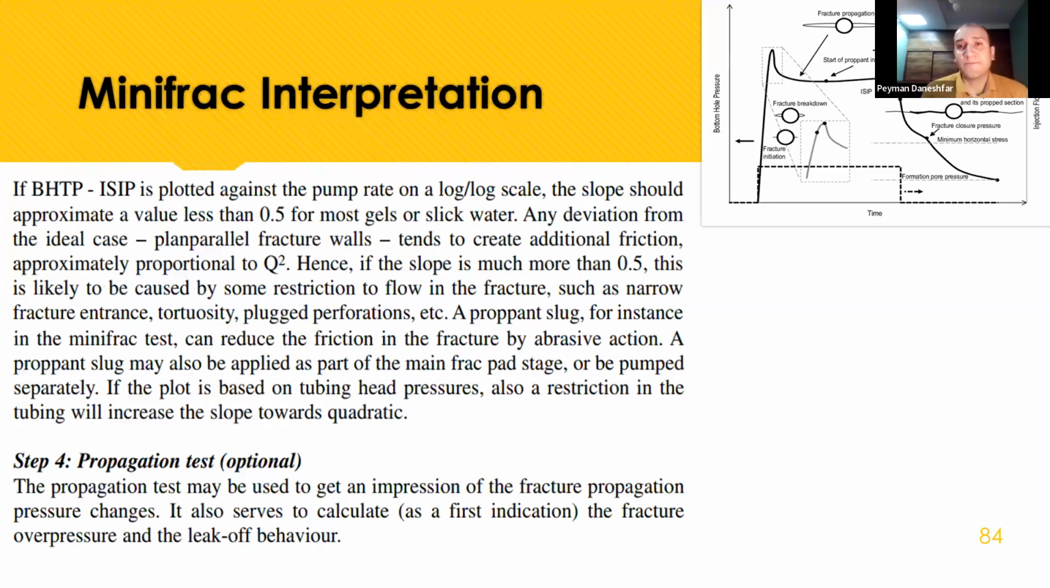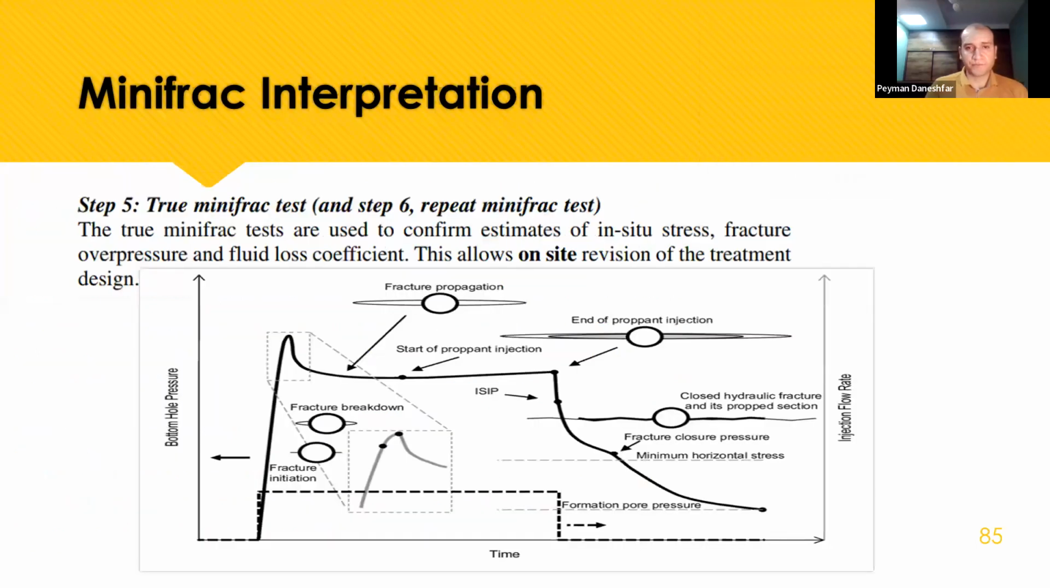And for step 4, the propagation test may be used to get an impression of the fracture propagation pressure changes. It also serves to calculate the fracture overpressure and leak-off behavior. Leak-off behavior is one of the important things that we should know about, a leak-off or fluid loss. True Mini-frac tests are used to confirm estimates of in-situ stresses, fracture overpressure, and fluid loss coefficients. This allows on-site revision of treatment design.